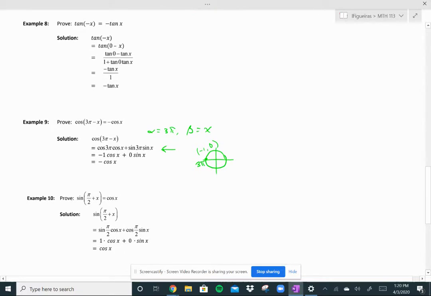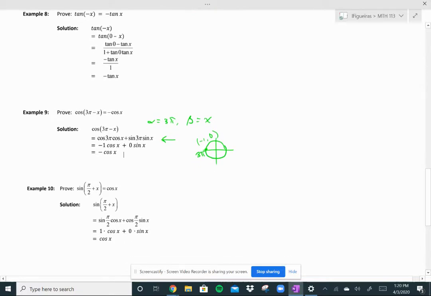I have the sine of pi over 2 plus x. We want to prove that that's equal to the cosine of x. So again, we're going to manipulate the left side. We're going to use the sum formula for sine. It's the first formula in the box above. And when you do that, your alpha is pi over 2 and your beta is x. So when you plug it into the formula, you get the sine of pi over 2 times the cosine of x plus the cosine of pi over 2 times the sine of x.